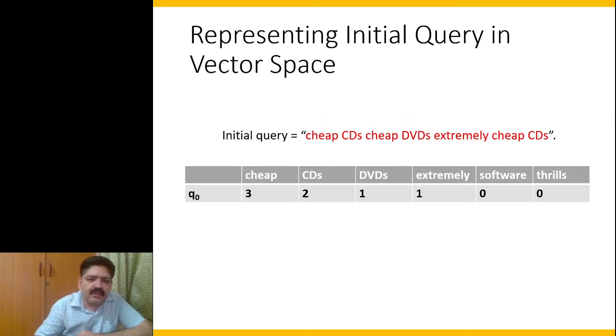Okay, so let's do the first step first. We take the initial query, which is cheap CDs, cheap DVDs, extremely cheap CDs, and put them on the vector space. So I need 6 dimensions: cheap, CDs, DVDs, extremely, software, thrills. Why are software and thrills here? Because they come from document 2. So I have the initial query vector which contains the first 4 terms and zeros for software and thrills.